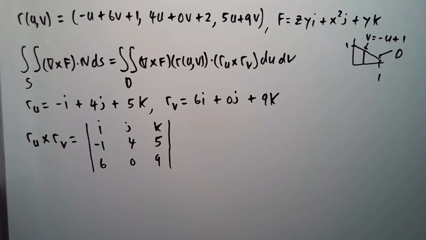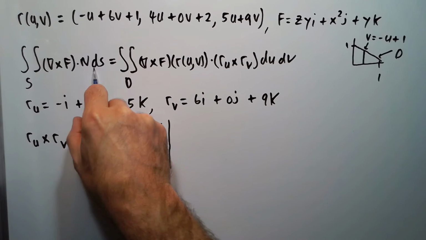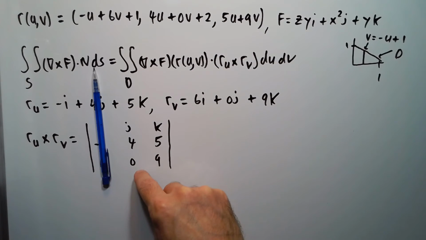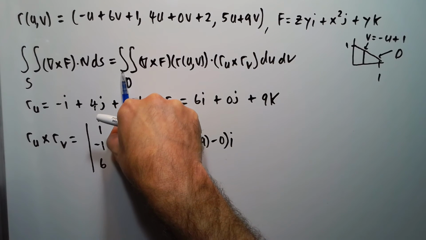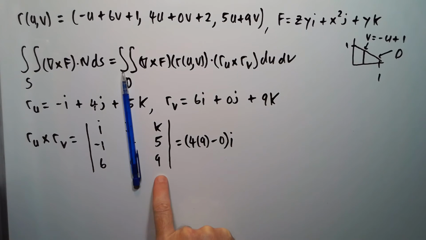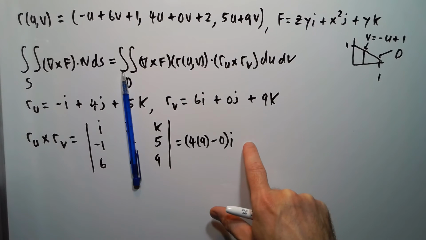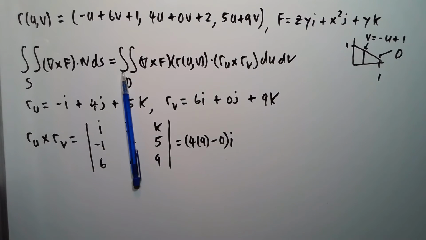So here's the definition of cross product. So let's do the i component, so we'll cover the i column, so it'll be 4 times 9 minus 5 times 0. So we have 4 times 9 minus 5 times 0, which I have here. Then moving on to the j component, it'll be negative 1 times 9 minus 5 times 6. Let me write it here with a minus sign in front. Okay, so we got that.